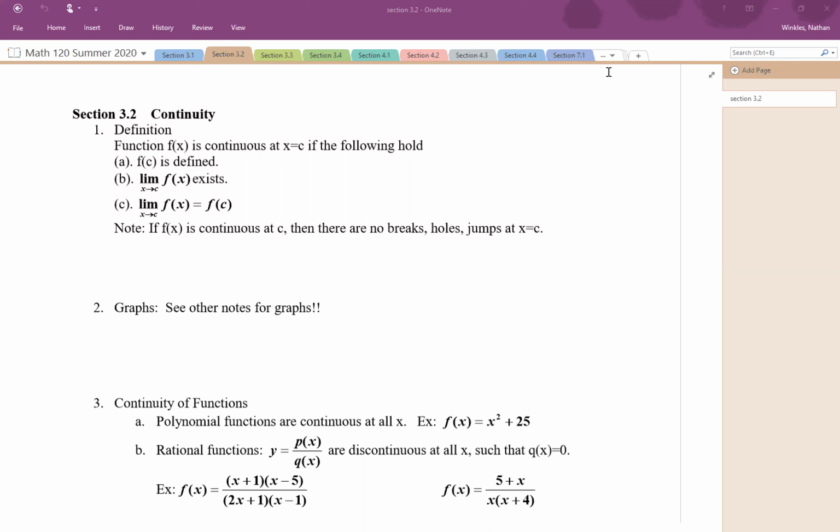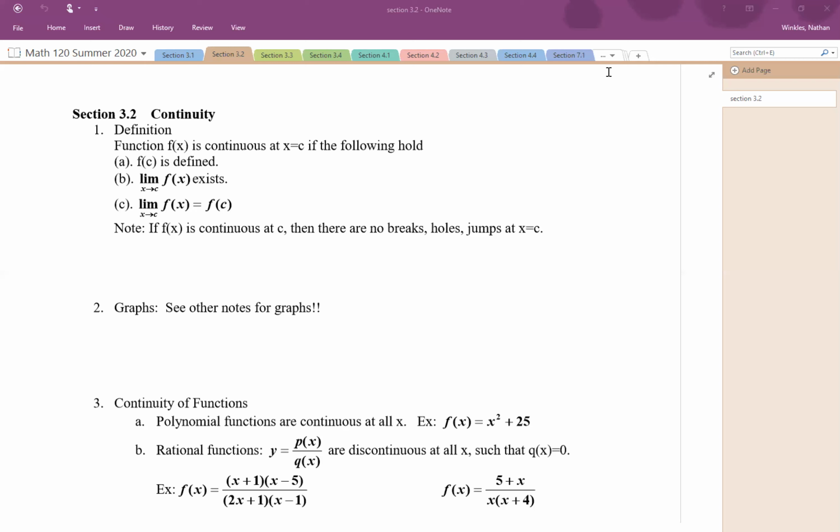Next, the limit has to exist at that point, at x equals c. In other words, the limit from the left must equal the limit from the right. The third condition is putting both of these first two together. The limit as x approaches c must exist and it must equal our function evaluated at c.